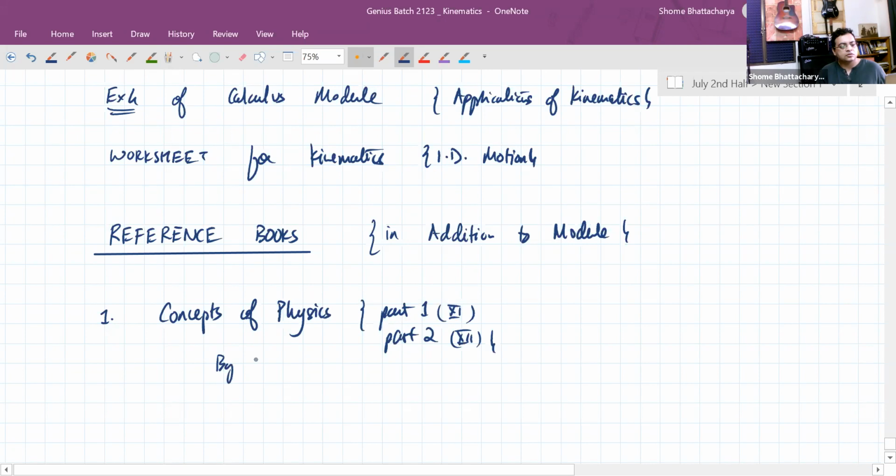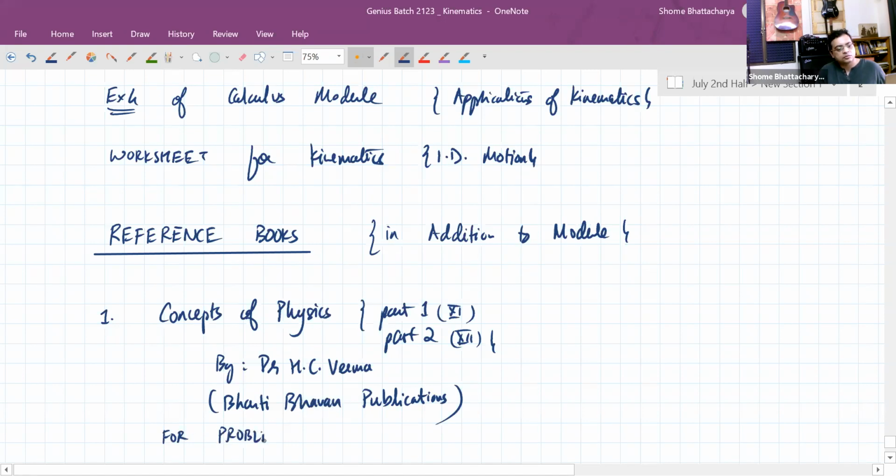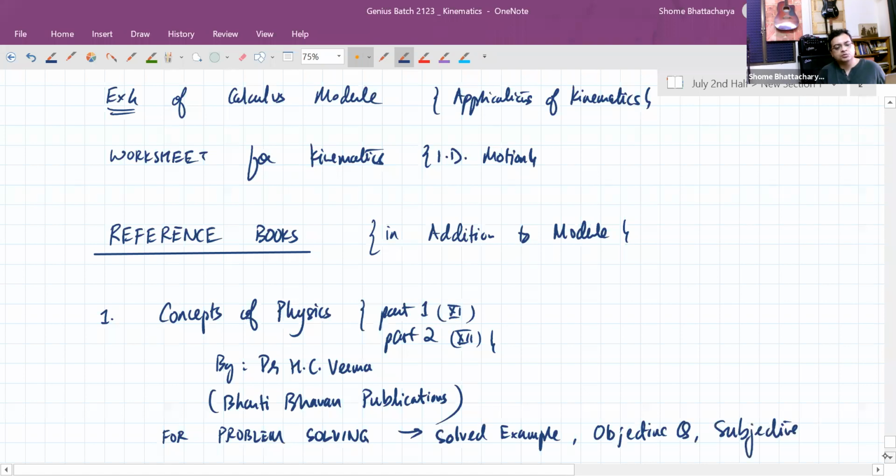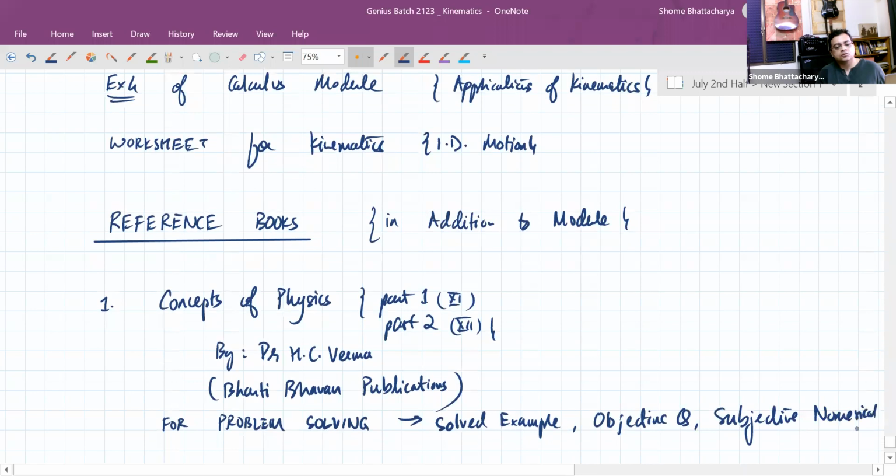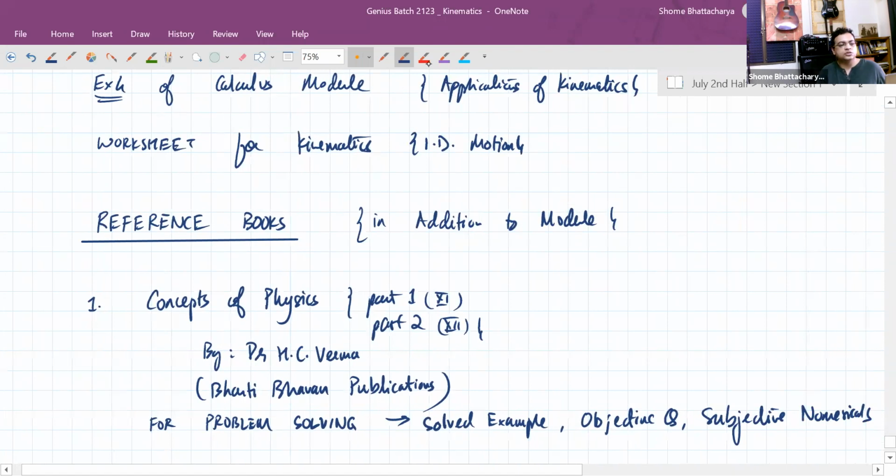So Concepts of Physics by Dr. H.C. Verma. This we will be using for problem solving. Solved examples, objective questions and subjective questions. The most important are going to be the subjective numerical problems, not the subjective theory problems. This is going to be the most important aspect of this book. This book is not for reading theory.